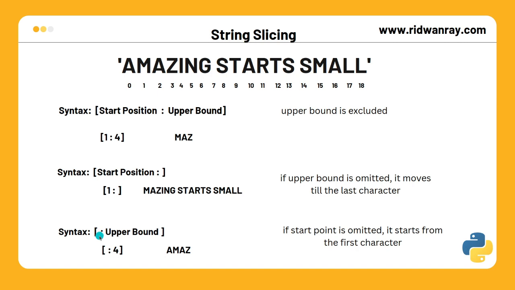Another case is when the starting position is not mentioned, that is, when the starting point is omitted. In this case, it starts from the first character till the upper bound. So that simply means the first character is A. It moves till the upper bound, which is 4, but not including the upper bound. That is why we are able to have AMAZ here.